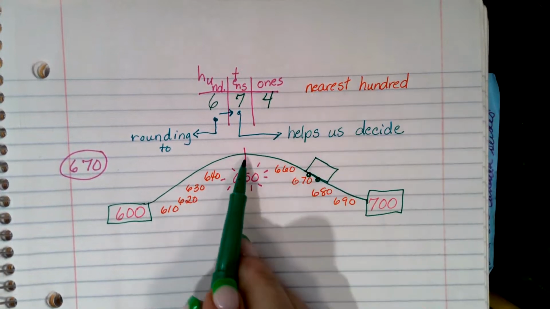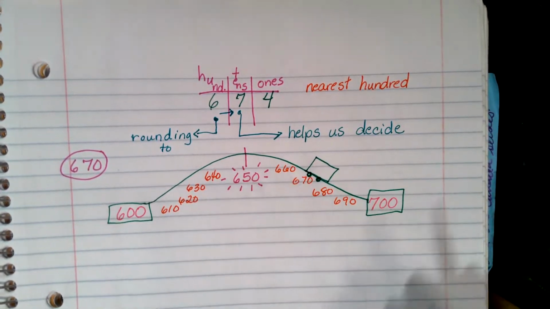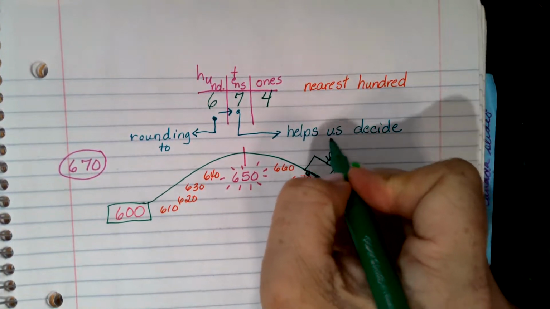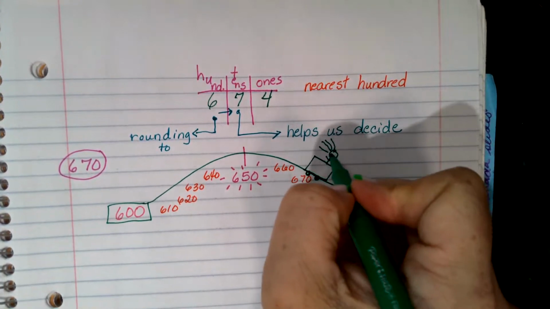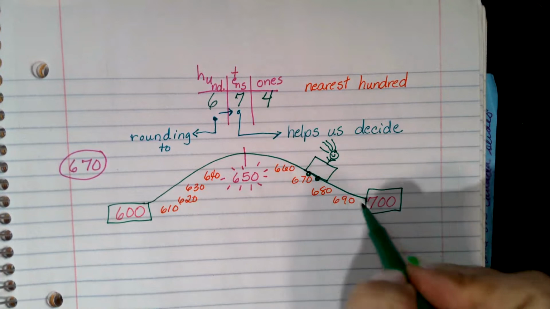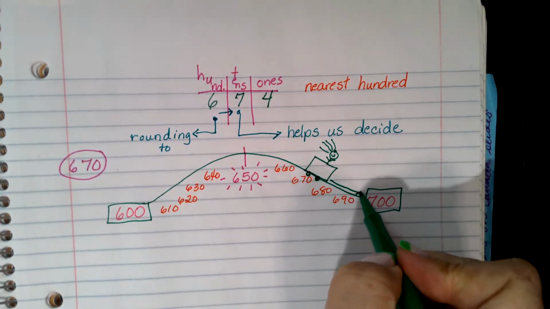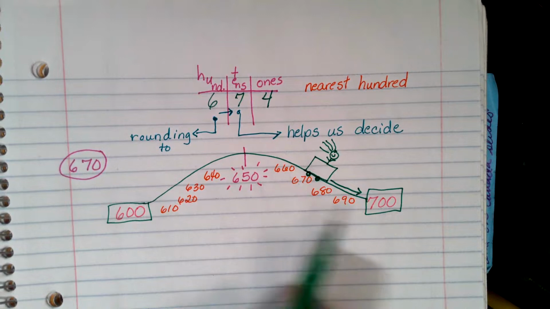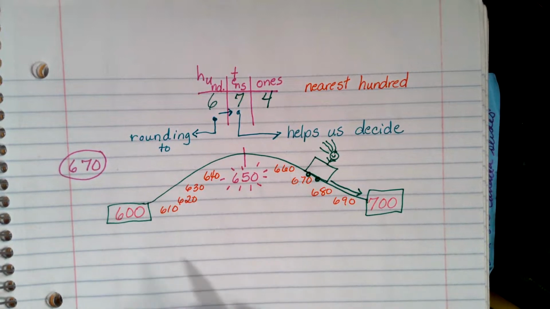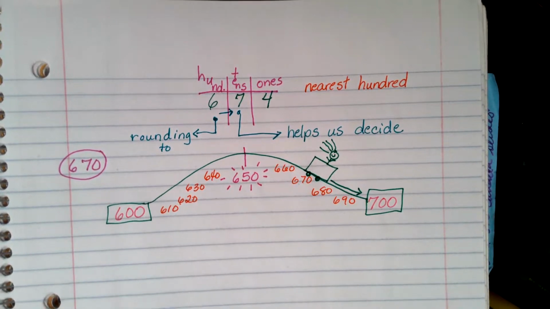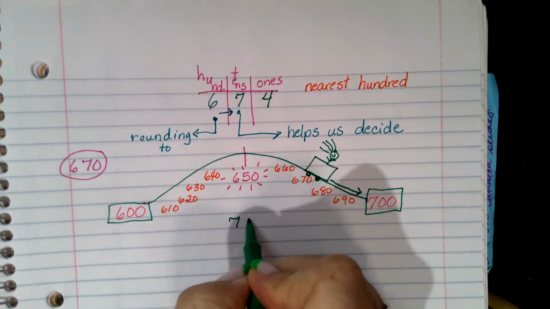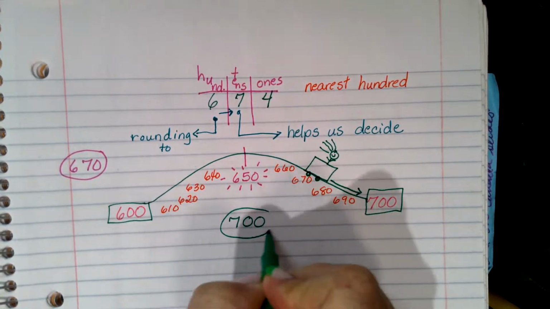Now, I know that it is already past 650. So my person in here, they're headed downhill. They're having a good time, and they're going to the next spot. It is closer on a number line to get to 700 than it is to get to 600 from 670. So 670 rounded to the nearest hundred is going to be 700.